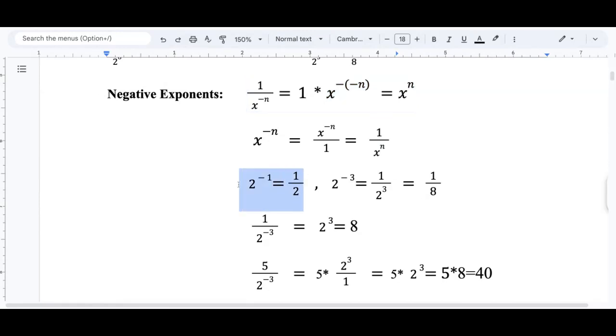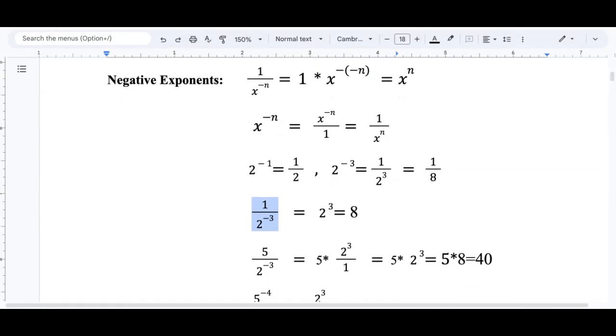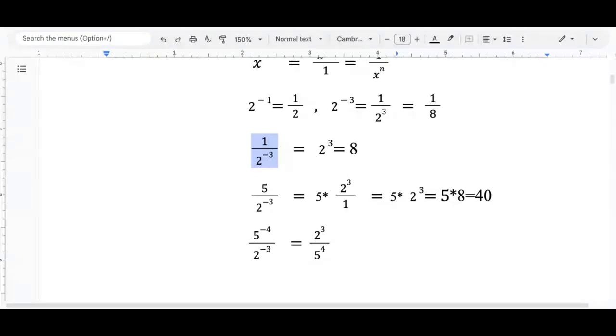Example, half can be written as 2 raised to negative 1. 1/8 can be written as 2 raised to negative 3. But if we have 1 over 2 raised to negative 3, that's 1 over 1/8. So that becomes 8. 2 raised to negative 3 appears in the denominator, and it turns out to be 2 raised to positive 3 in the numerator.